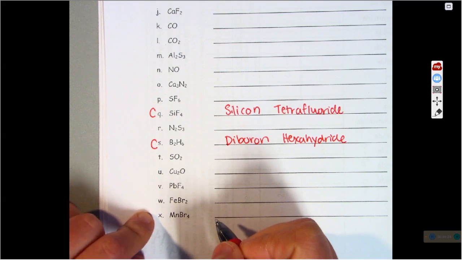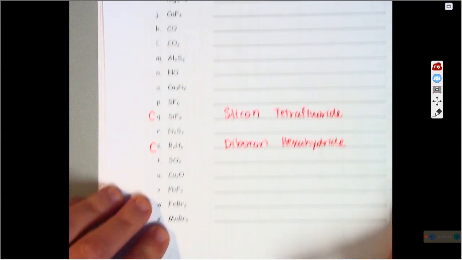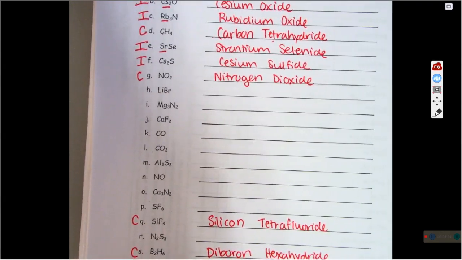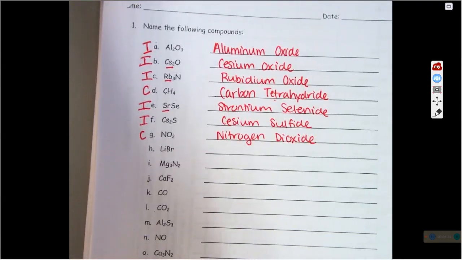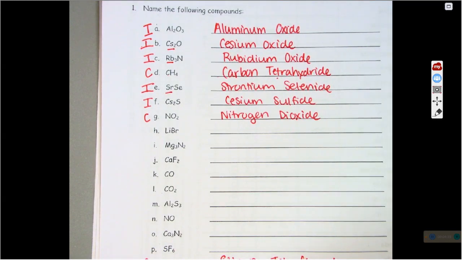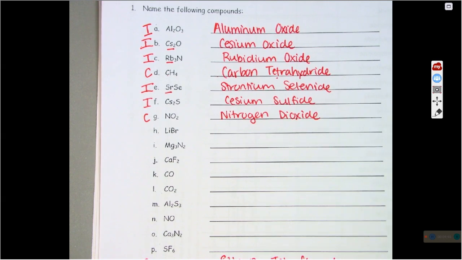All right, so I think that should give you enough examples of ionic and covalent. The rest of them should be labeled I or C and should be named with the proper naming rules. If you have a question about that, all you need to do is look back at page 7 and some of our examples that we did following it.